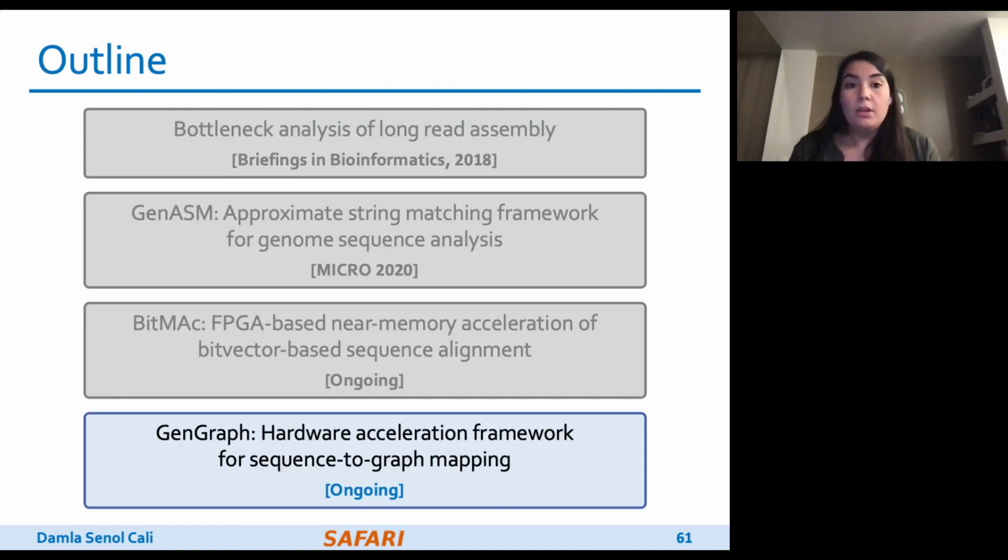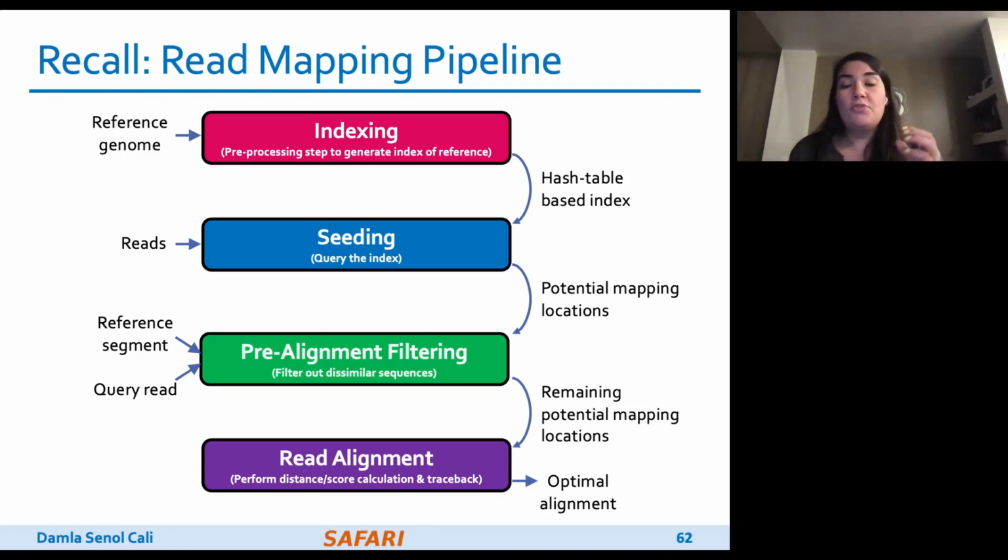bandwidth. So in our second ongoing work, we explore how we can utilize this bandwidth by also including another step of the read mapping pipeline in our design. But also here in this work, we explore a similar but different genomics problem, which is called sequence-to-graph mapping. As you recall, in read mapping, we start with a linear sequence of a single reference genome. However, this linear reference genome does not represent the genetic variations that exist in a population and causes reference bias when performing read mapping with respect to it.